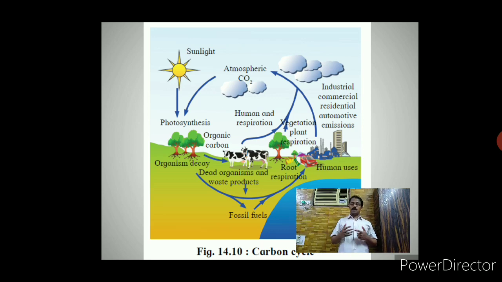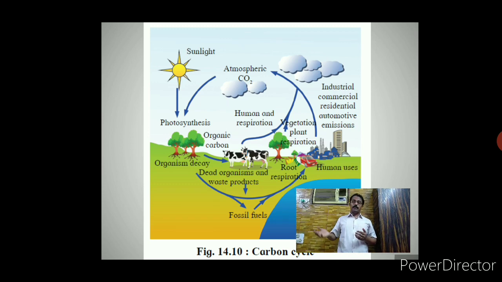Also, there are industries which are coming up. These are also emitting a huge amount of CO2 into the atmosphere. So if you see, only one source of CO2 absorption is there in the atmosphere, that is the plant. But for the returning of the CO2, there are four: respiration from the plants, respiration from the animals, the industries, as well as burning of the fossil fuel.